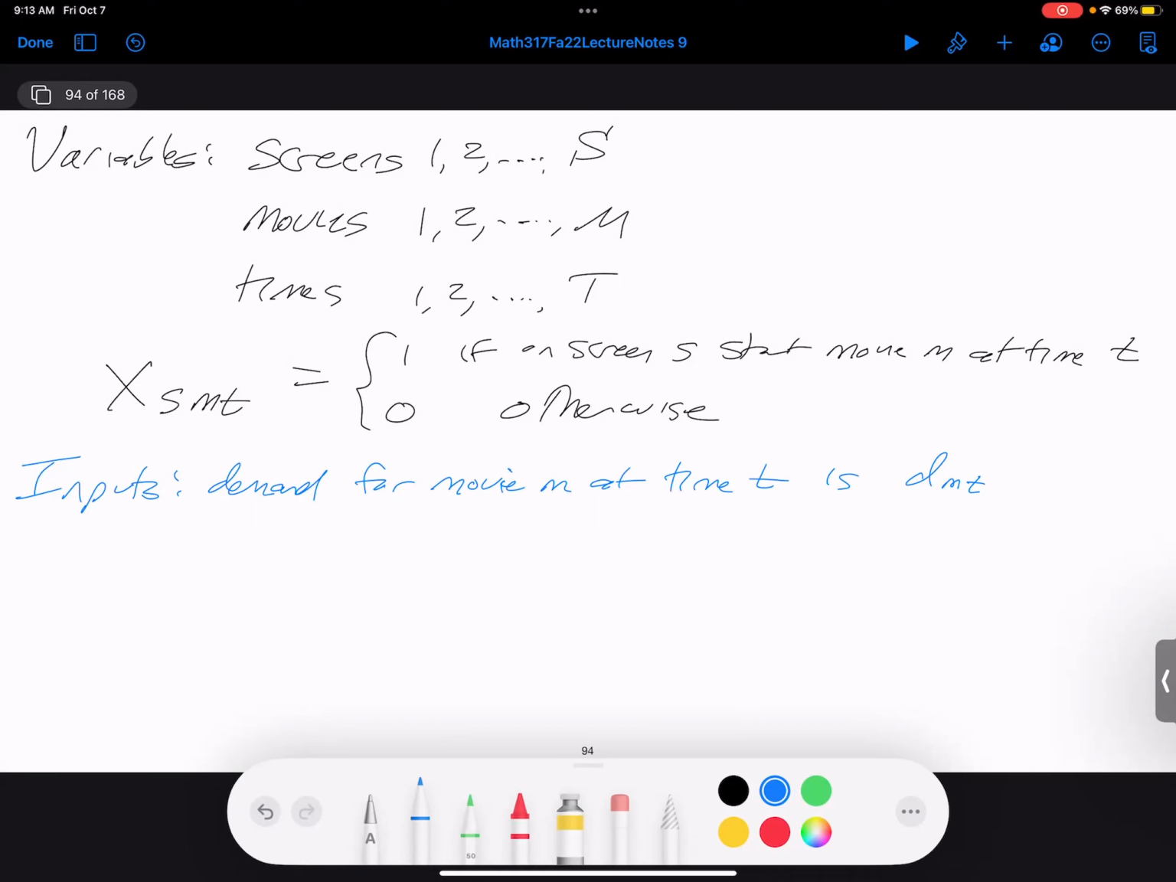So what else do you need to know about the theater? Capacity. So we need to know the screen capacity. Capacity for screen S is C sub S. What else do we need to know?